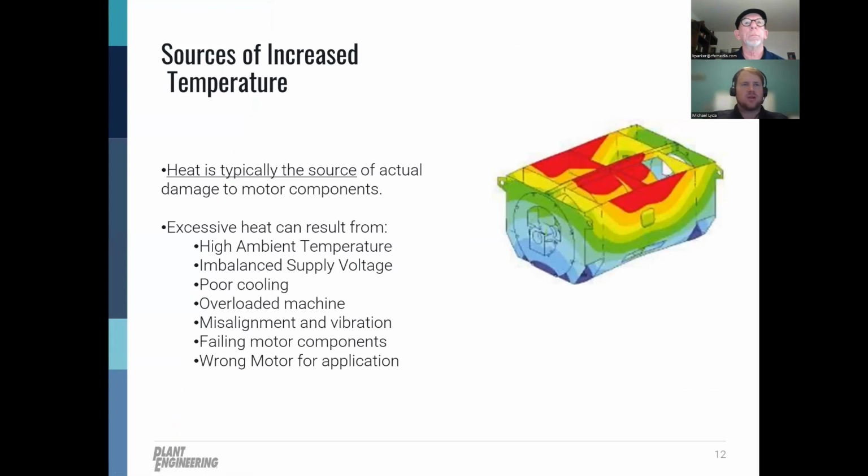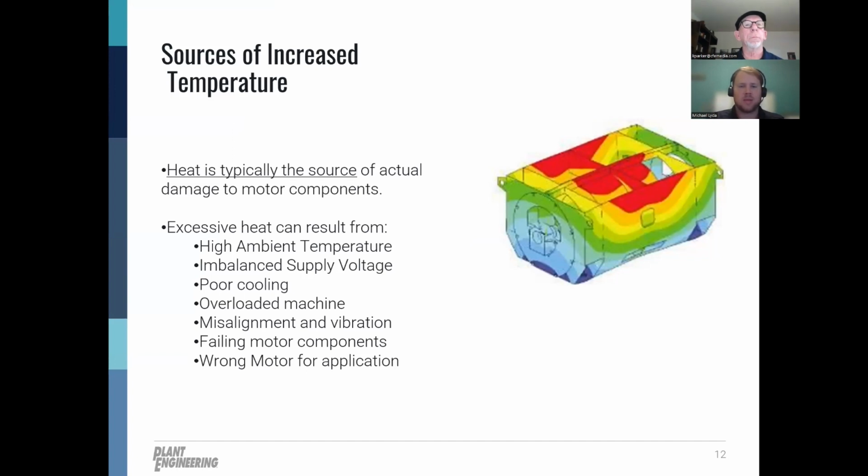Here we have a nice graphic. We're looking at where the heat comes from that's increasing the temperature inside the machine as the motor is running. One thing to take from the presentation is that heat is typically going to be your primary source of damage to motor components. Excessive heat occurs from a lot of different things. A few examples would be elevated ambient temperature, if you have motors deep in the earth or in a high temperature environment.